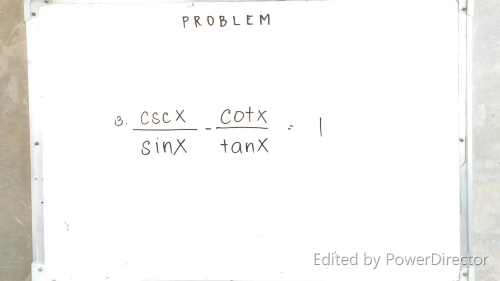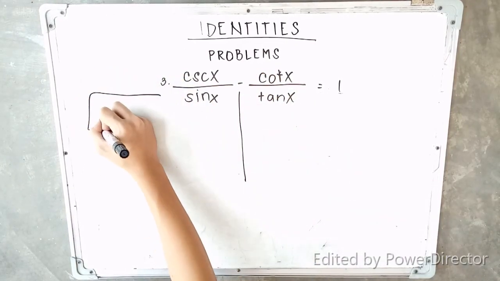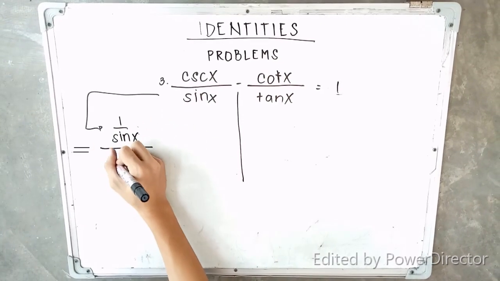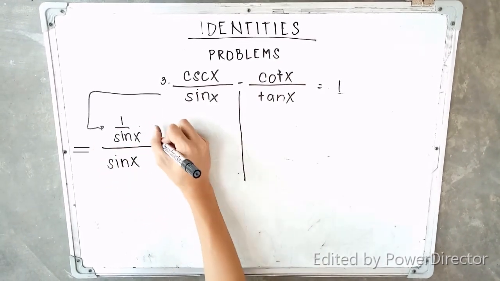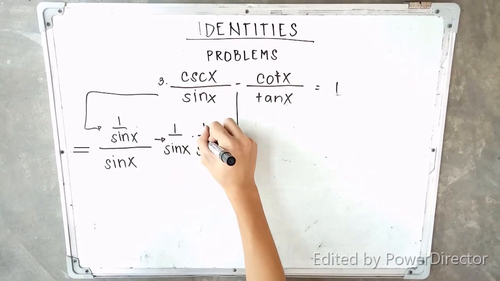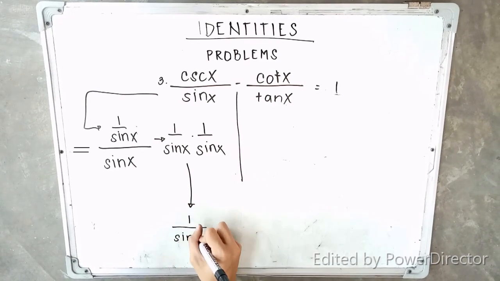For the third one, cosecant x over sine x minus cotangent x over tangent x is equal to 1. Start by converting cosecant x over sine x into 1 over sine x divided by sine x. Multiply 1 over sine x onto itself. We get 1 over sine squared x.